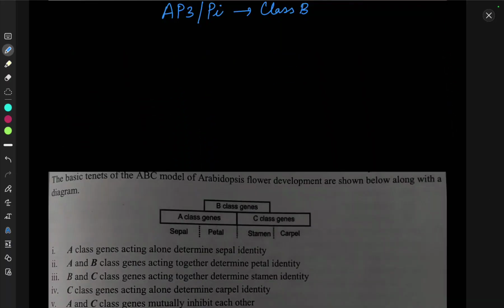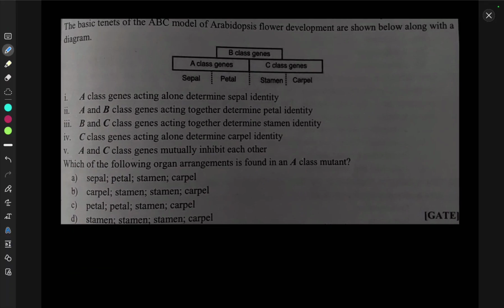Coming to the next question, which says the basic tenets of the ABC model of Arabidopsis flower development are shown below along with the diagram. The statements are: A class genes acting alone determine sepal identity. A and B class genes acting together determine petal identity. B and C class genes acting together determine stamen identity. C class genes acting alone determine carpel identity. A and C class genes mutually inhibit each other. Which of the following floral organ arrangements is found in an A class mutant?